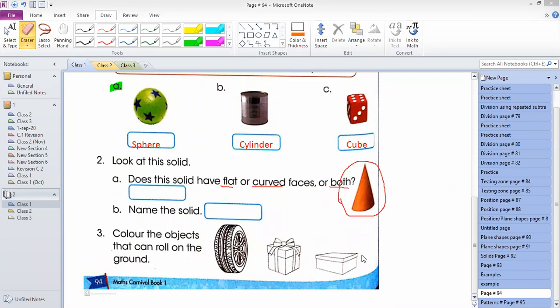Both, very good. I will take one of the students who will tell me why I should write both. I am going to take Muhammad Al-Urani. Muhammad, can you hear me? Yes, Muhammad. What should I write here? Both. Why?